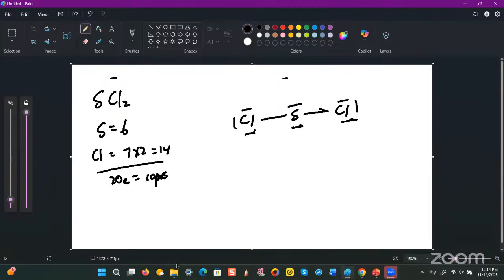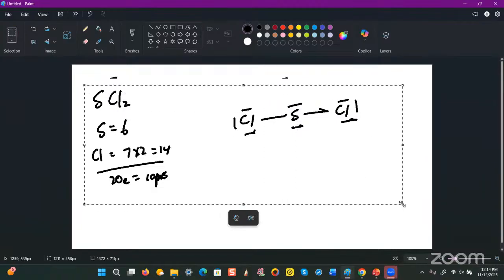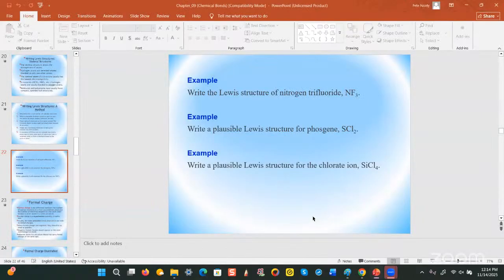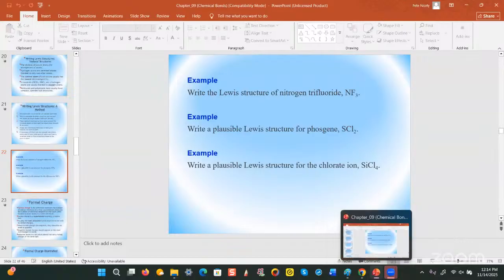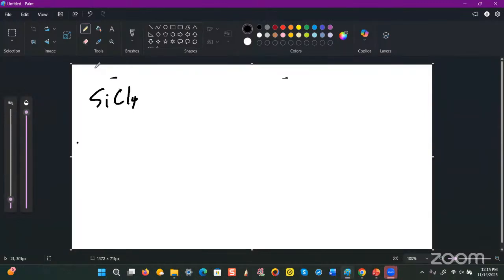All right, so what's the next one? SiCl4. Okay, now let's see if you can do this one with minimal help from yours truly. SiCl4. So what's the first step? Based on the previous 2 examples, what's the first step?